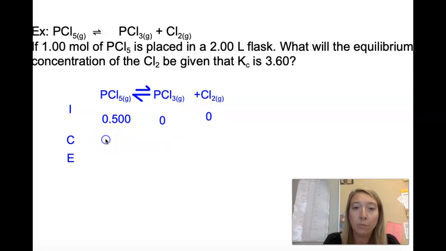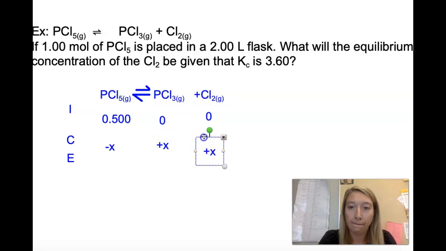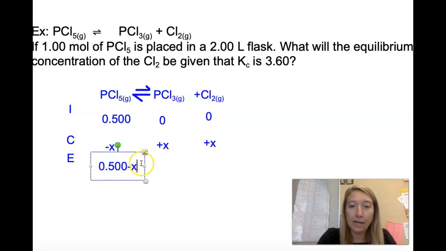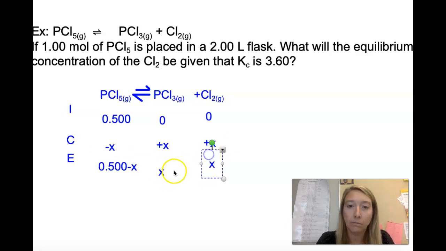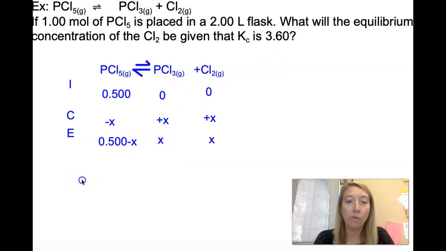Change values: PCl5 is going to be minus X, and the other two are both going to be plus X. Equilibrium is going to be 0.5 minus X, X, and X. Same as the last example, we're not given an equilibrium concentration, so we are going to have to go right into that Kc expression. Again, we are given Kc, so that's okay. This is still a solvable question.